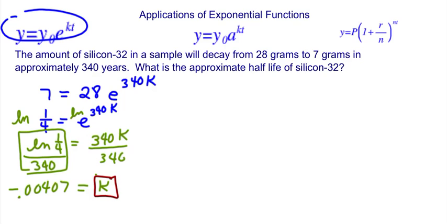What I'm going to do now is use that to figure out the half-life. So what's the approximate half-life? Well, I'm going to use this formula again. I already know what k is. So I'm going to come up with e to the k times t. Since I have k stored in my calculator, I'm going to put it as a red k.